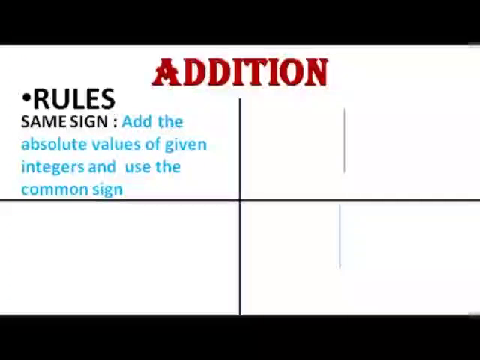and if both the integers are negative, the answer is negative. Let us take an example. -6 plus -9. What is the absolute value of -6 and -9? It is 6 and 9. You have to add 6 and 9. We get 15 and give the common sign, that is minus. The answer will be -15.